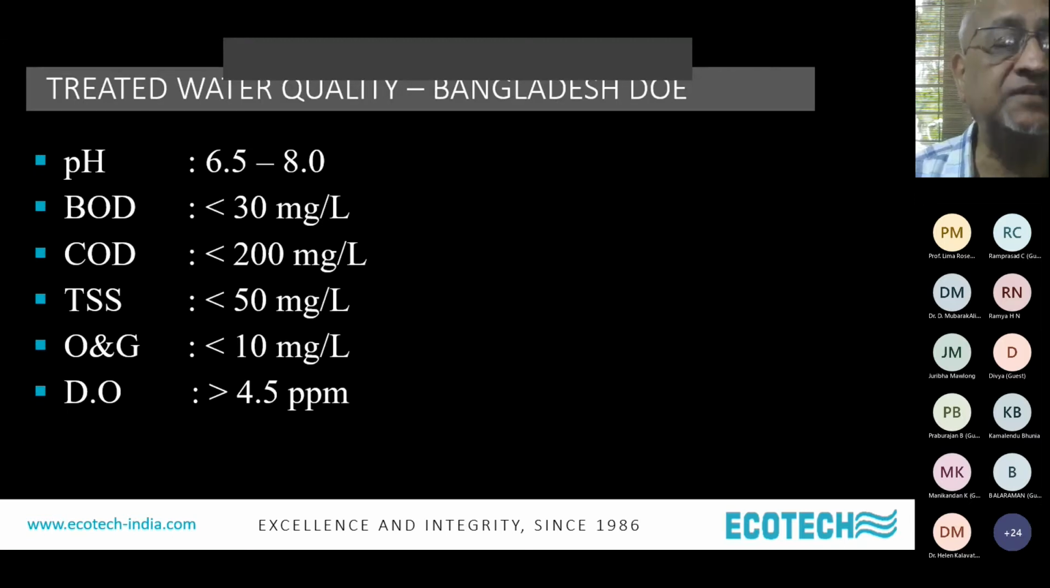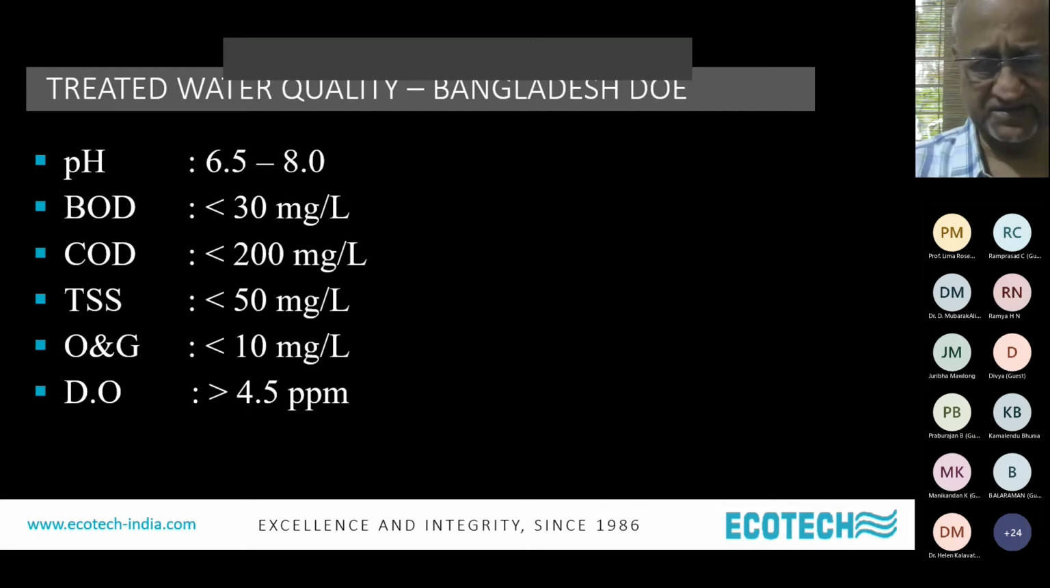Yeah. So this is the treated water quality for the Bangladesh Department of Environment. As I said, BOD, although it was 50 milligram per liter, we will design typically for less than 50 milligram per liter. So in our design, we always take a value lower than what the government prescribes, or the Pollution Control Board or the Department of Environment prescribes.